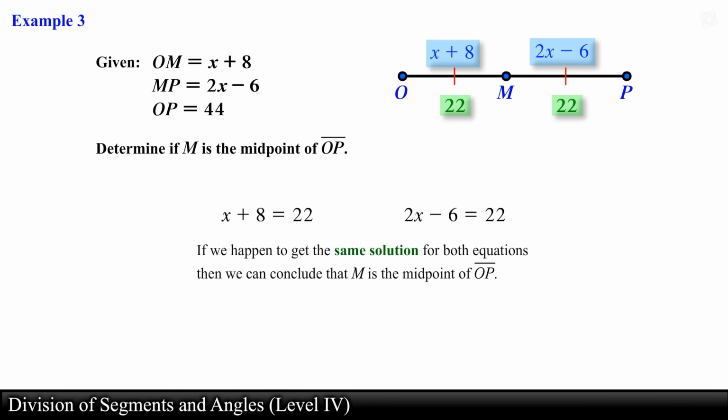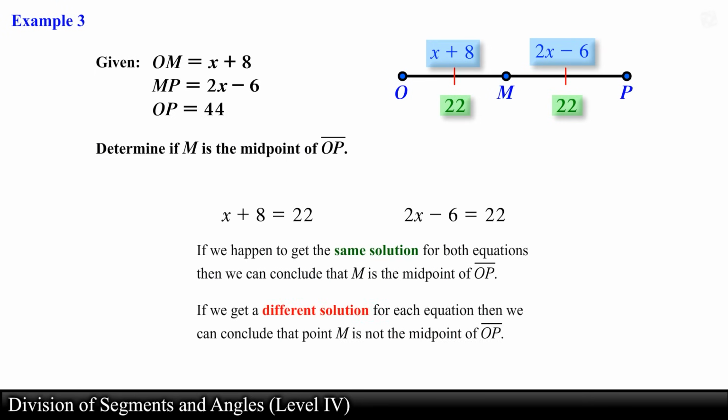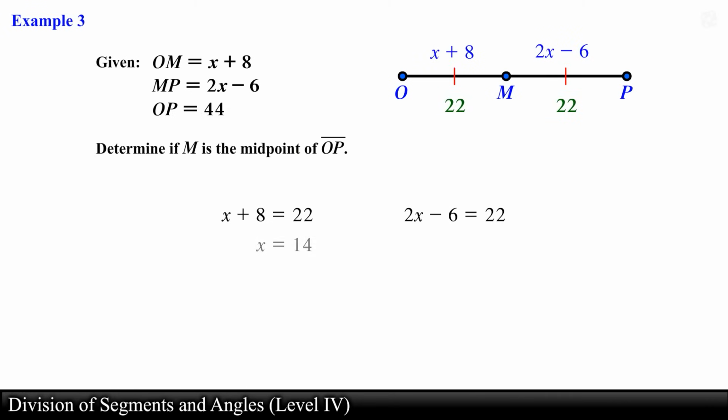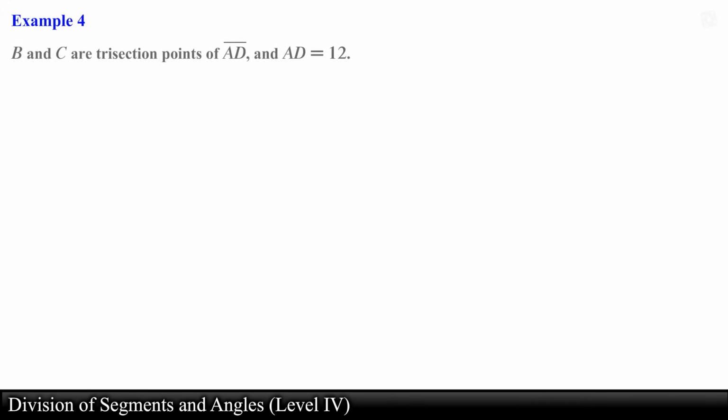We will then solve for x for each equation. If we happen to get the same solution for both equations, then we can conclude that point M is the midpoint of line segment OP. If we get a different solution for each equation, then we can conclude that point M is not the midpoint of line segment OP. So solving for x on each equation, we obtain x equals 14 for the first equation and x equals 14 for the second equation. This means that point M is the midpoint of line segment OP, since the same value of x satisfies both equations. And this is our final answer. Alright, let's take a look at the next example.